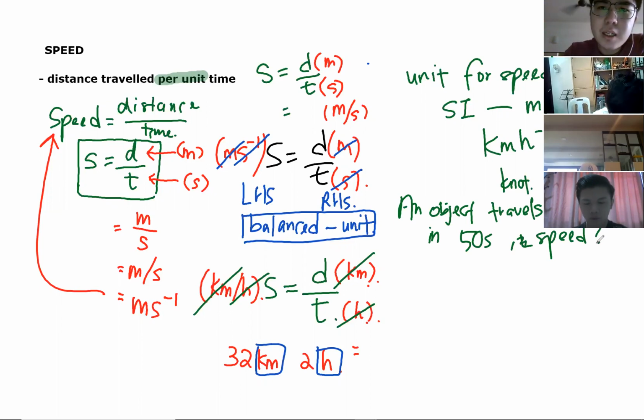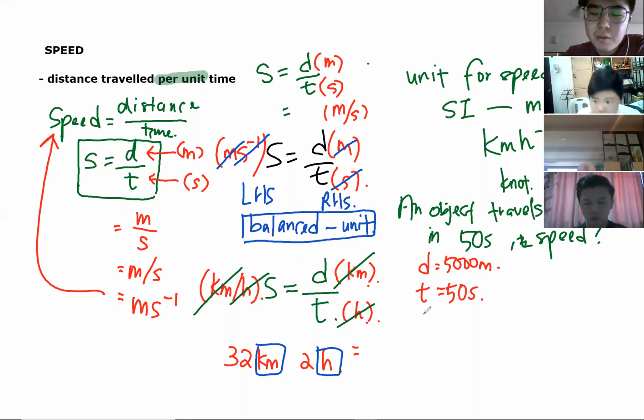First you label 5,000 meters as the distance, correct? It moves 5,000 meters, so you write D equals 5,000. In 50 seconds, so 50 seconds is the time. You write T equals 50 seconds. Now you want to find speed, so S equals, I don't know yet. Now let's take the formula, S equals D over T.